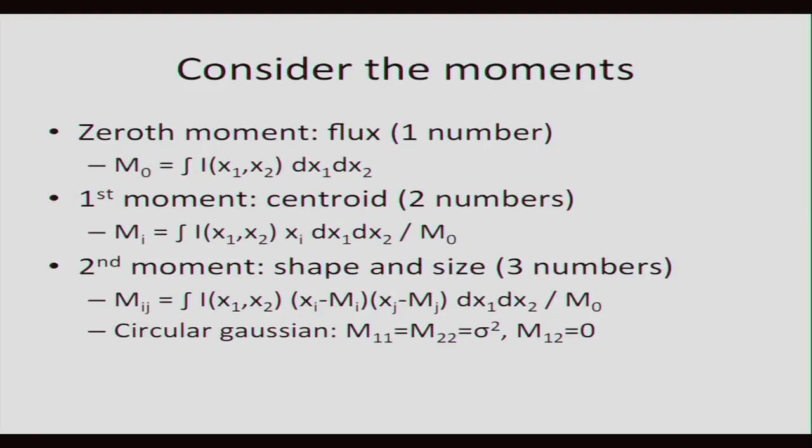So if we consider what this equation is doing, if we had a perfectly circular 2D Gaussian function with some sigma, the 1-1 and 2-2 moments would be sigma squared, and the 1-2 moment would be zero. So we can imagine measuring the moments of this perfect thing in a very simple way and using that to quantify the shape and size. And again, it's the shape that we want to use for weak lensing.